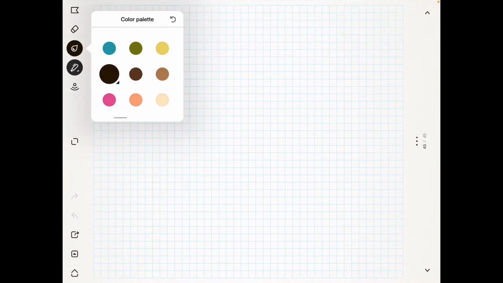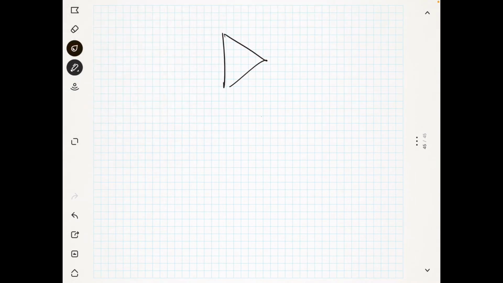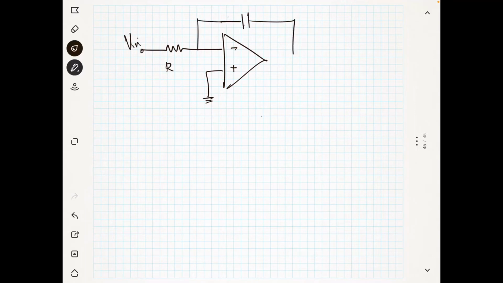So you have an integrator like this, and this is your R and this is your V in. Now you have a capacitor and you have V out and C. Now we will see this voltage. I told you this is ground, so it's 0 volt. So this voltage also will be 0 volt because of the negative feedback from the capacitor.